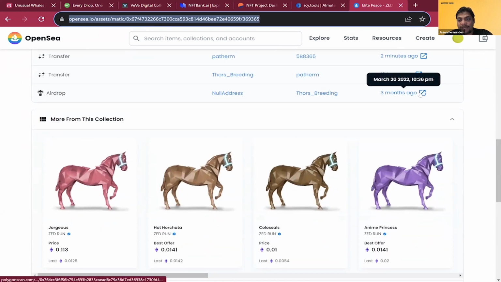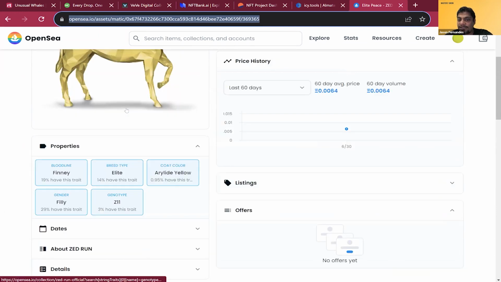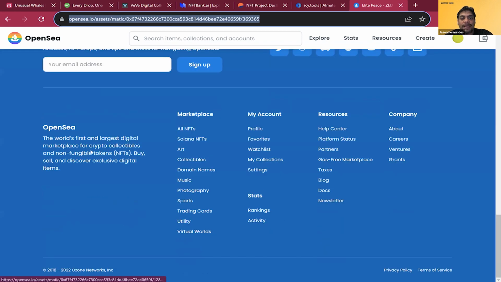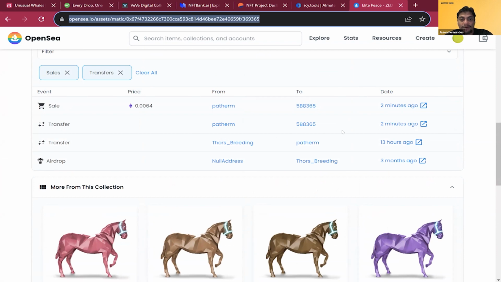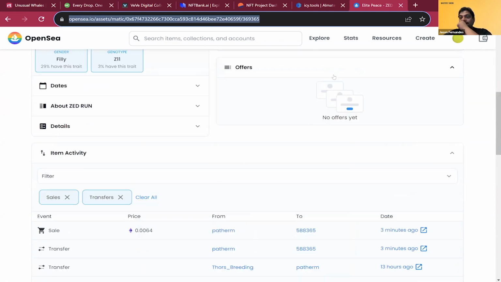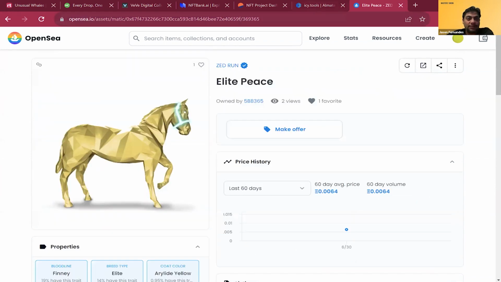This was an airdrop. So that was like 3 months ago, which means basically this NFT, there's almost nothing happening with this collection. The last airdrop was like 3 months ago. And then there was a transfer 13 hours ago, another transfer 13 hours ago, and then a sale. So this was transferred from this username to this username 3 minutes ago. And then it was sold to that same wallet about 3 minutes ago as well. So this gives you an idea of some of the things that people look at.